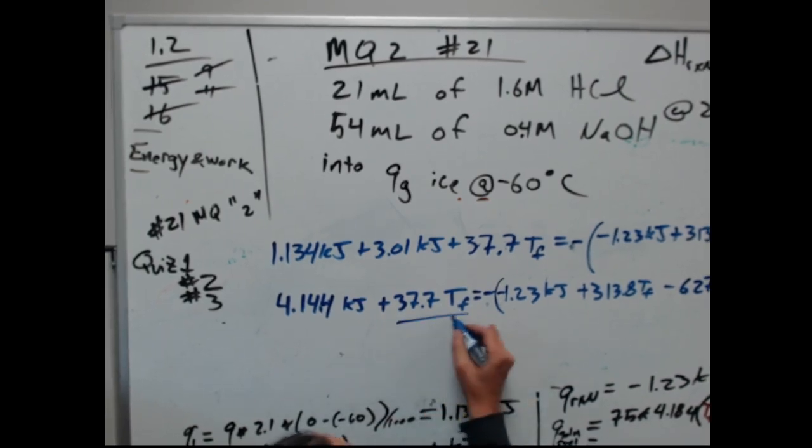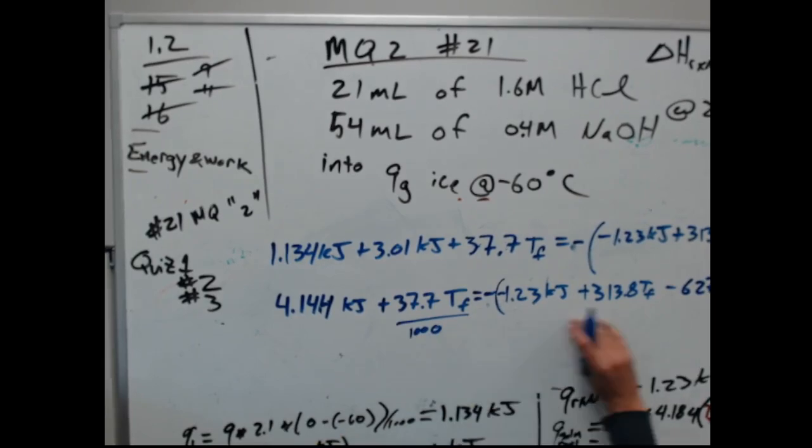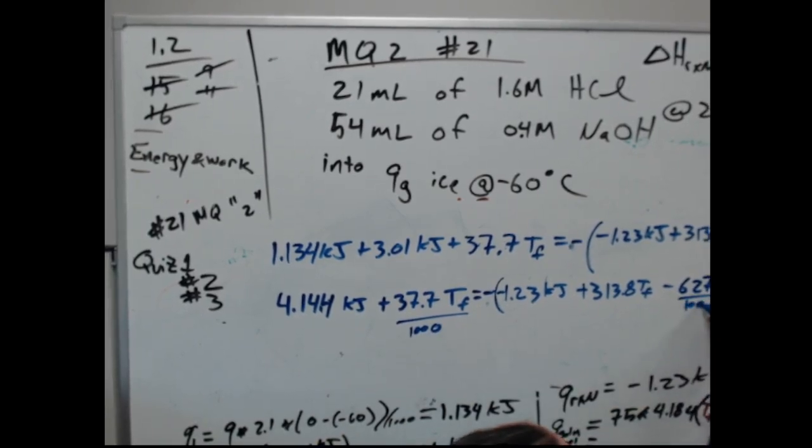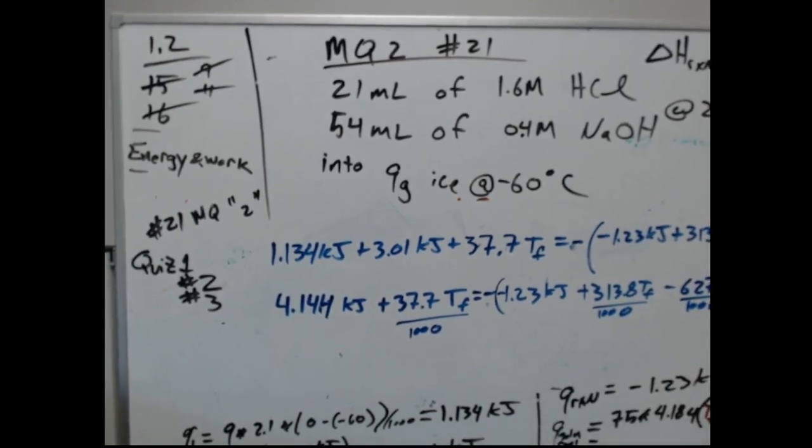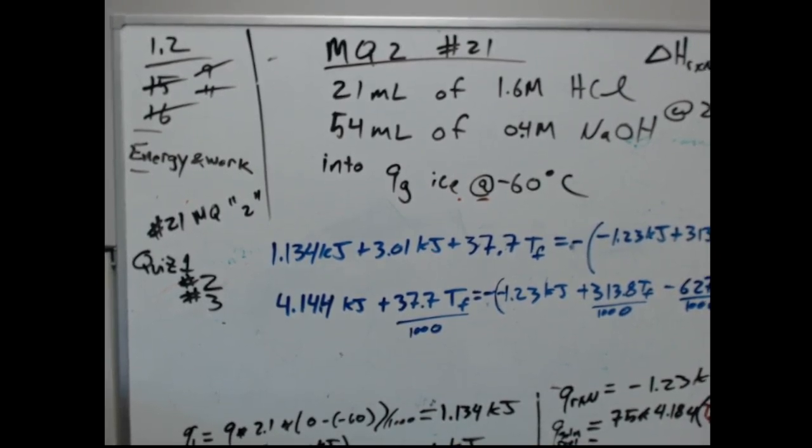I need to divide this by 1,000. Oh, I see. And I need to divide this by 1,000. And I need to divide this by 1,000. Oh, yeah. That's a good point. Right? All of those mc delta T's need to be converted to kilojoules. Otherwise, it'll be a total mess. Or you'll have to convert kilojoules to joules. Yeah, either way. But again, we want to make sure we're keeping track of those units.